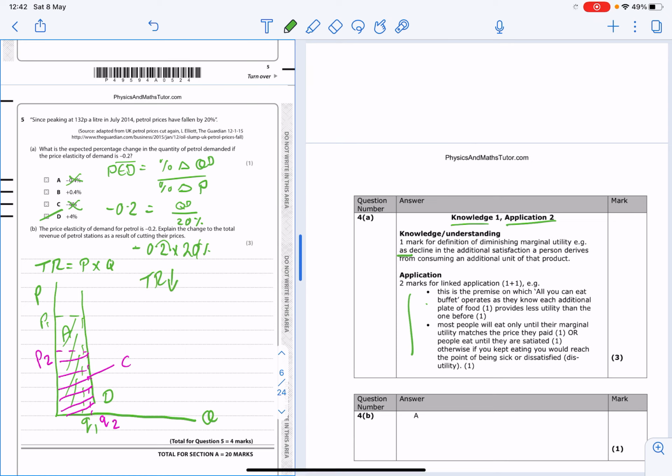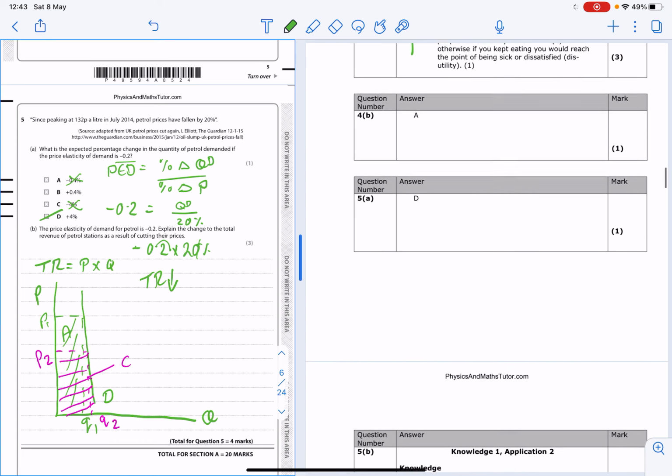So what's happening here is price has fallen by a much bigger percentage than quantity demanded has increased. So you drop your price, you get extra customers, but you don't get enough extra customers to compensate you for your extra reduction in price. So therefore it's not a very good idea if the firm has inelastic demand to reduce the price.